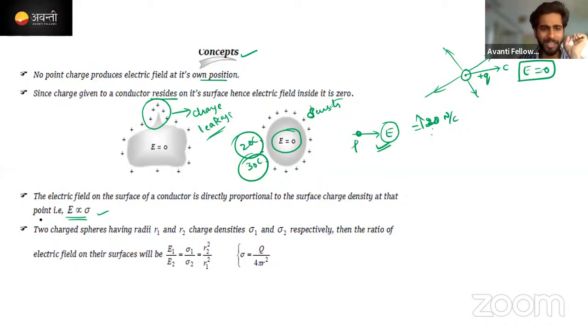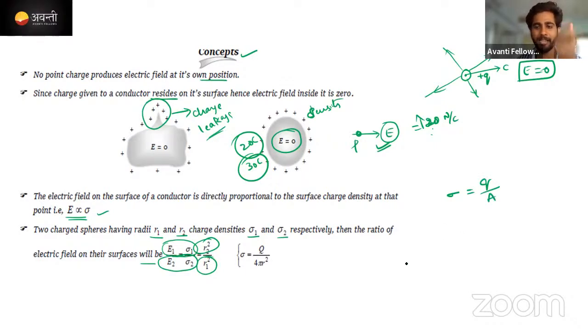Simple word hai. And next: two charged spheres having radius r1 and r2, charge density ρ1 and ρ2 respectively. Then the ratio of electric field on their surface, how does it depend? Look here, density directly, as I told you now it depends directly, but for the radius they are inversely dependent. How? Look here, surface charge density sigma is equal to charge divided by area, correct? This is a question guys, be careful. These are the two spheres, correct? In two spheres, what is the surface area? Tell me in the chat box.